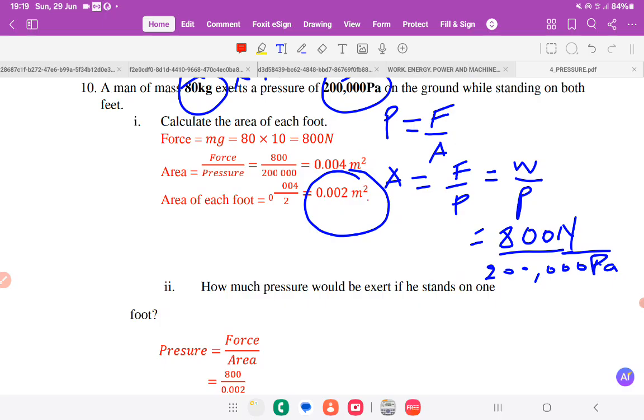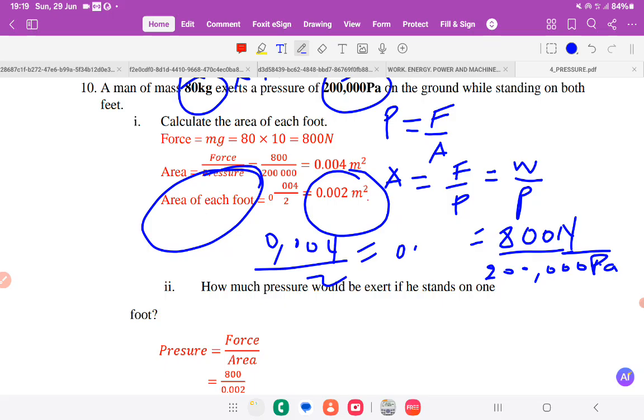But don't forget, you need to divide it, because a person has 2 feet. So you can find the area of each foot. You simply take 0.004 divided by 2, which is 0.002 square meters. Don't forget that. The 0.004 we found was for the area of 2 feet, but we are asked for 1 foot, so we needed to be courteous about that.